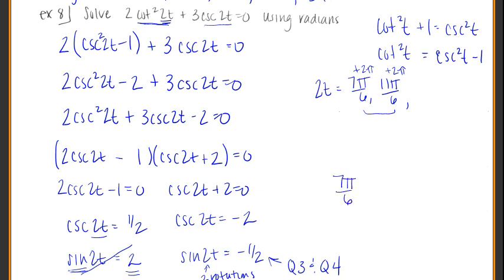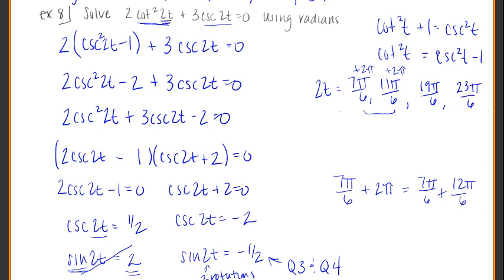Coming down here for some side work just so I don't jump ahead of you guys and go, what did you just do? If I take 7 pi over 6 and I add on 2 pi, that's 7 pi over 6 plus 12 pi over 6. So it's really 19 pi over 6. And then 11 pi over 6 plus 2 pi was technically adding on 12. So 11 and 12 is 23 pi over 6.